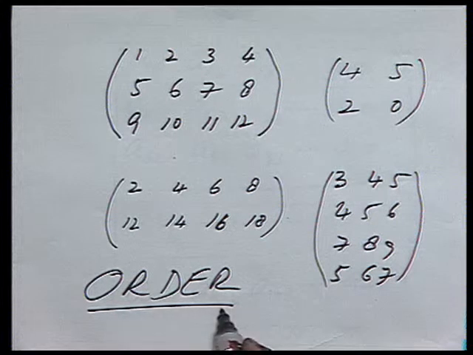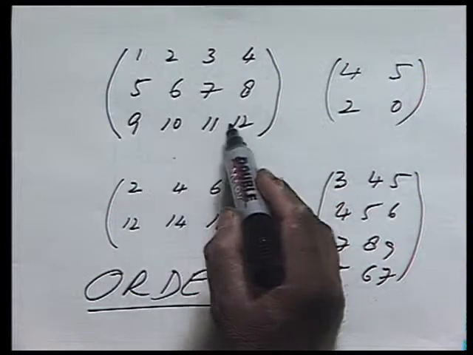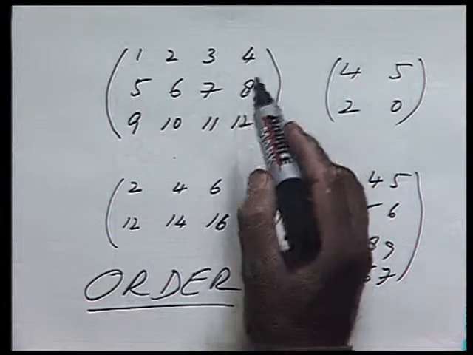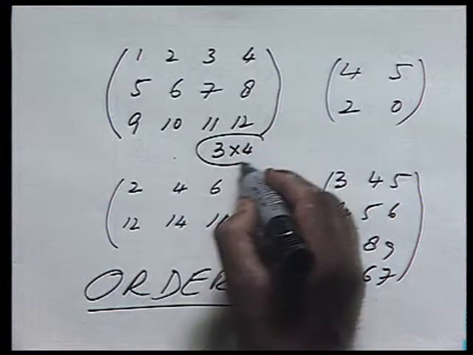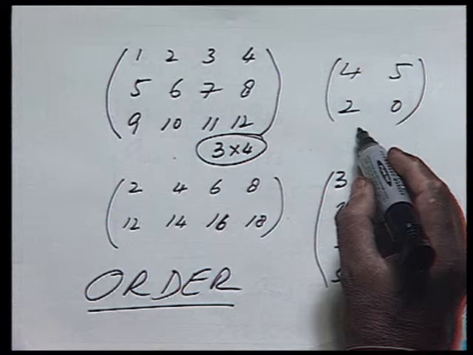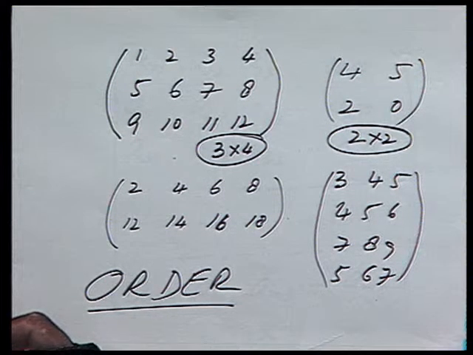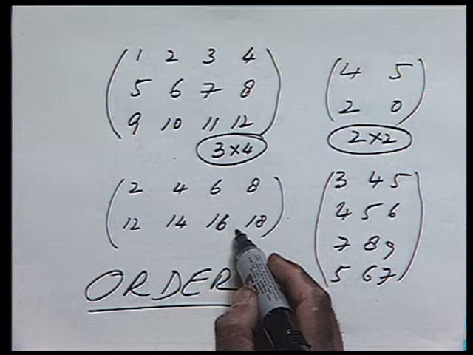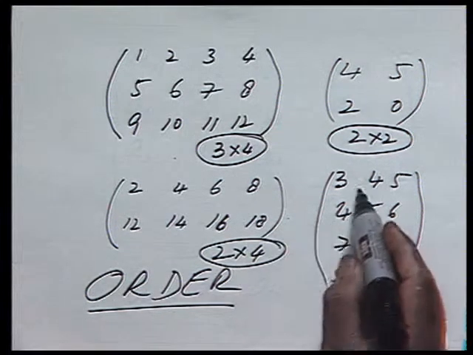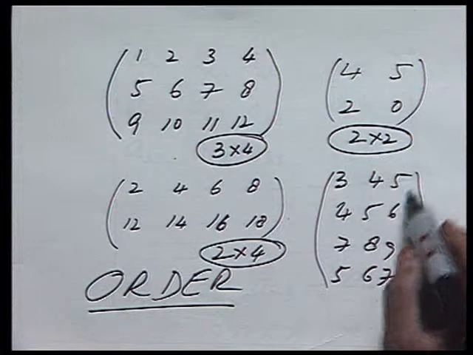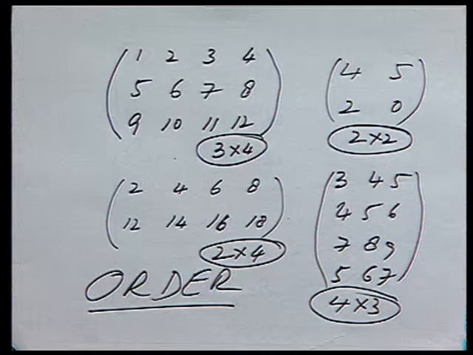By the order of the matrix, we mean that in case a matrix has got three rows and four columns, we say this is a 3x4 matrix. Two rows and two columns, we say it is a 2x2 matrix. Now, two rows and four columns, we say it is a 2x4 matrix. And now here there are four rows and three columns, we say it is a 4x3 matrix.